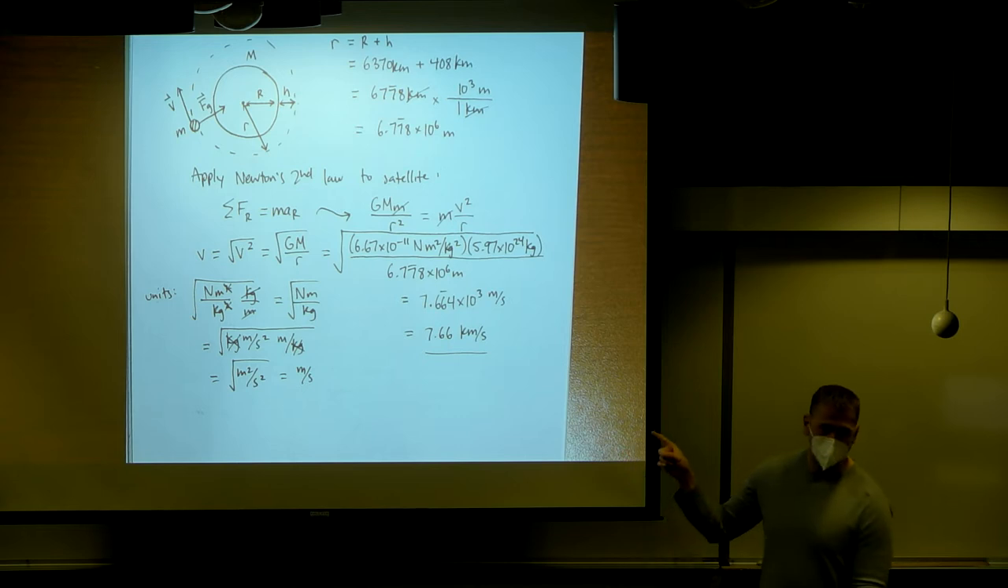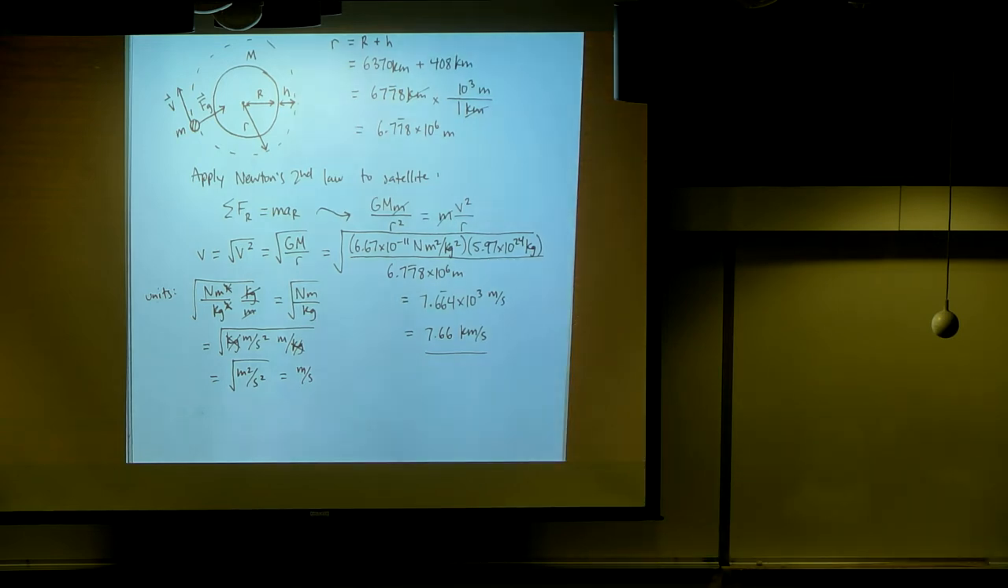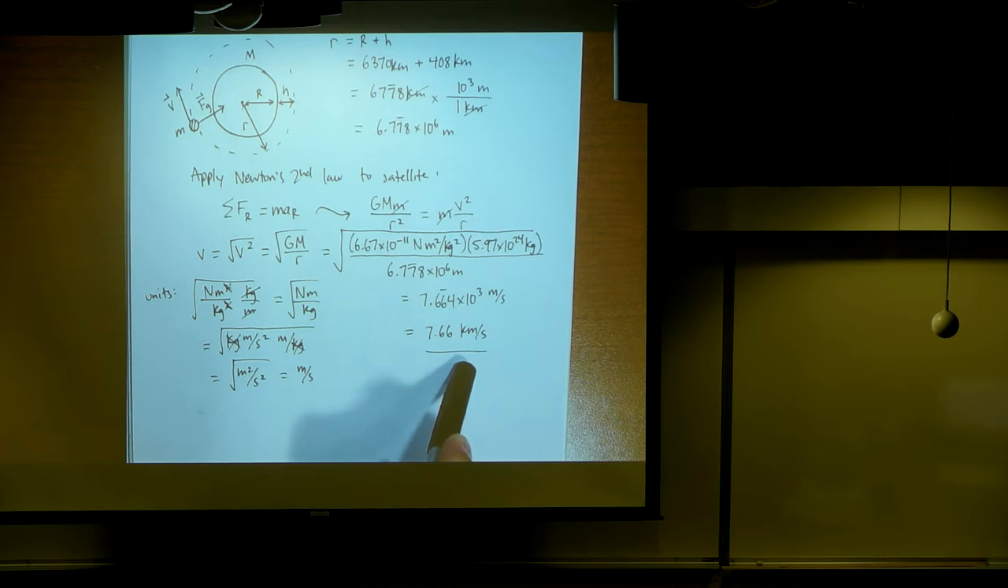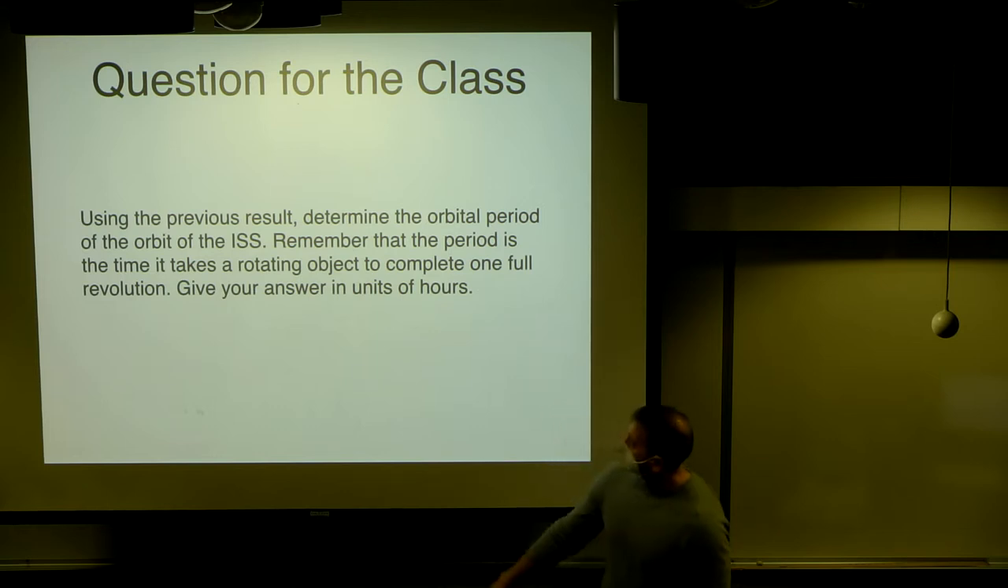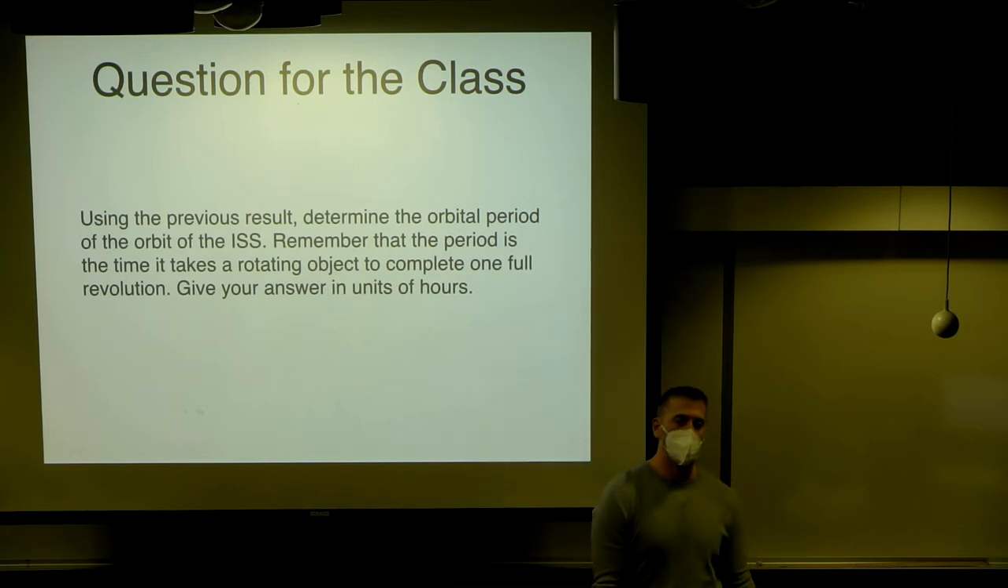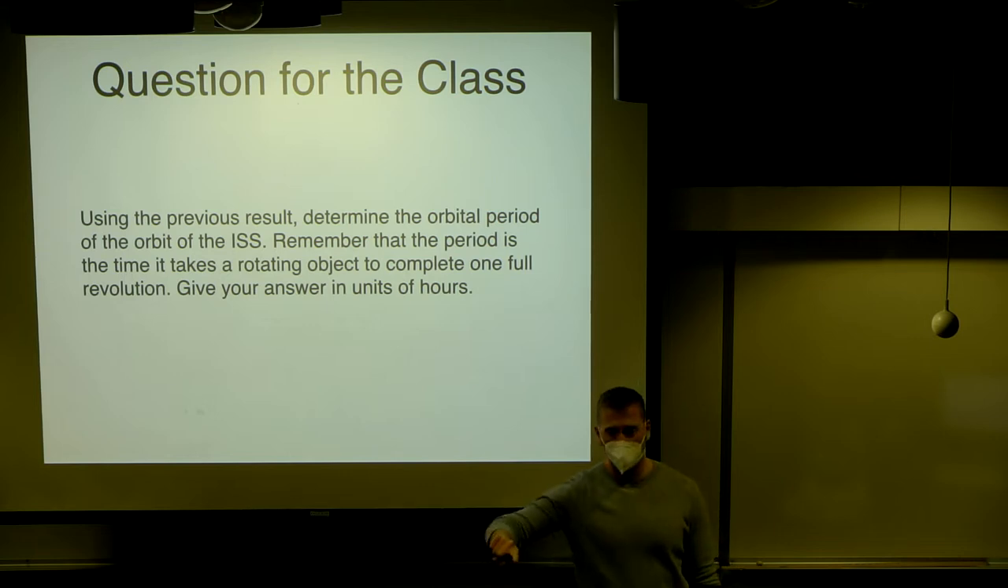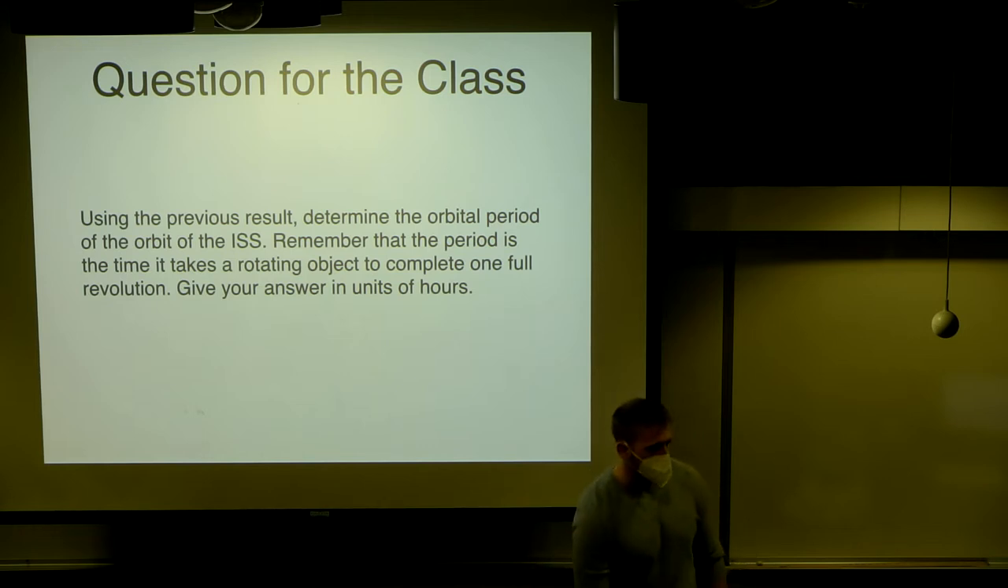So any questions on that? All right, so make sure you have this number down, as well as this radius, because I'm going to ask you a follow-up. Using that previous result, determine the orbital period of the ISS. Remember that period is the time it takes for a rotating object to complete one full revolution. For this, give your answer in hours. How many hours does it take for the International Space Station to go all the way around? See what you get, and then we'll go through it together in a few minutes.